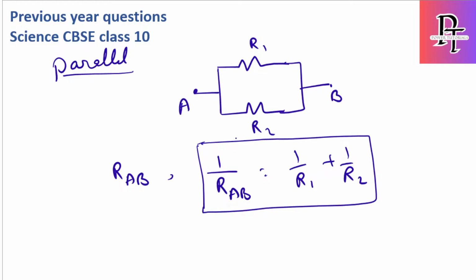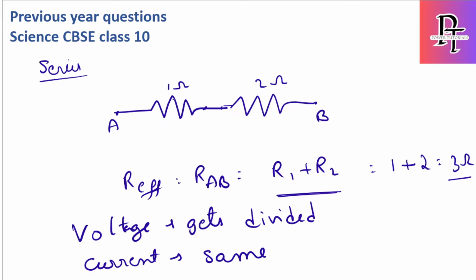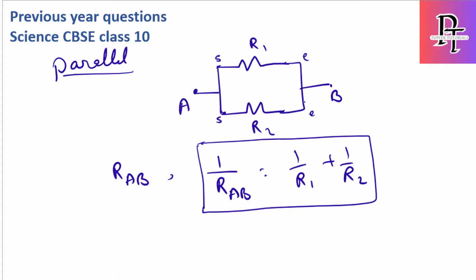To understand whether this is a parallel circuit, the starting points of both the resistors should be connected, and the ending points of both the resistors should be connected. Understood? If both starting points and both ending points are connected, then the circuit is parallel. If the starting point of one is connected to the ending point of another resistor, that is, if end and start are connected, then it is called series. If both the starts are connected and both the ends are connected, then it is called parallel.